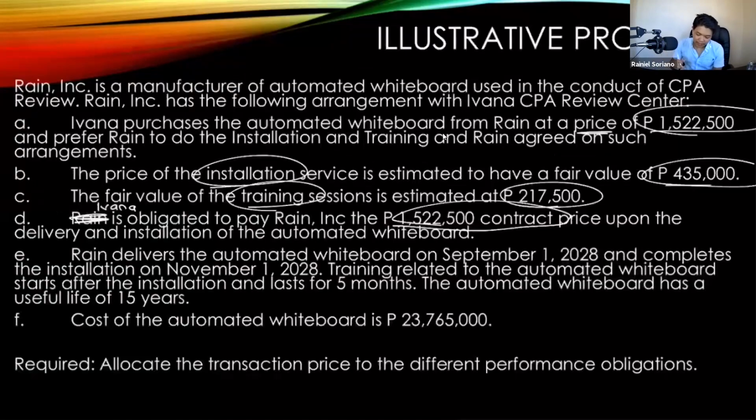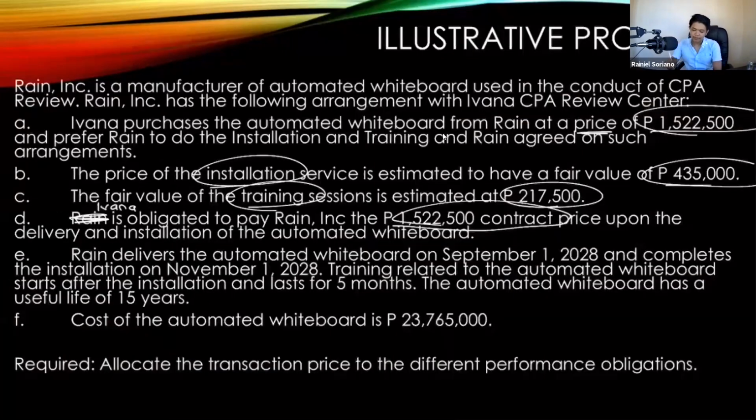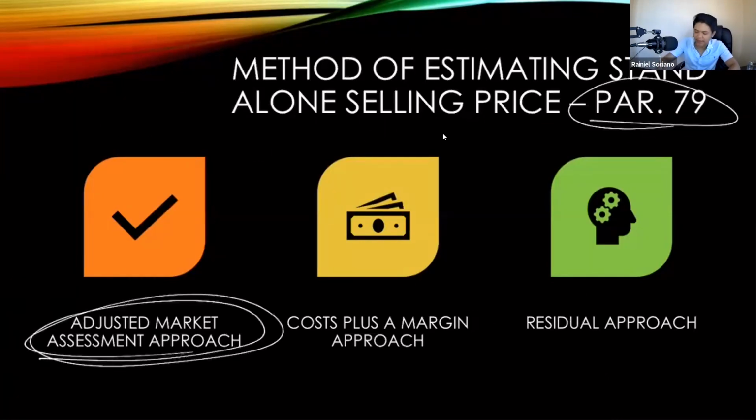Okay? Next, sabi nga natin kanina, right, if the standalone selling price is not directly observable, an entity shall estimate the standalone selling price. Sabi yun ni paragraph 78. So ngayon, punta tayo sa mga methods on how to estimate standalone selling price because paragraph 79 gave us 3 methods. Okay? What are those? Number 1 is the adjusted market assessment approach. Sir, anong meron dyan? Well, kapag sinabi nating adjusted market assessment approach, see to it here that we will consider the prices of the competitors.